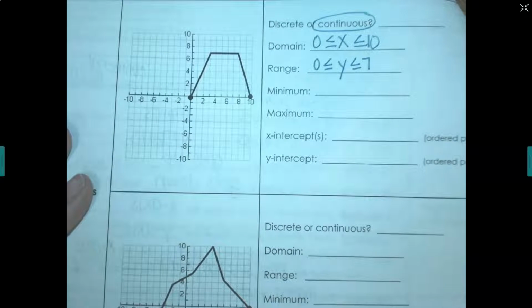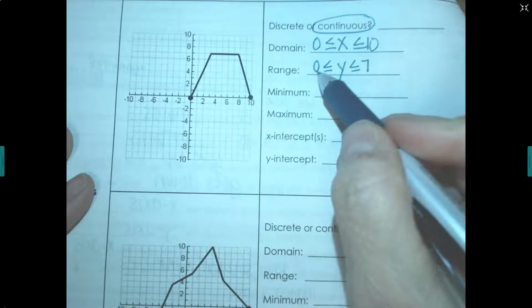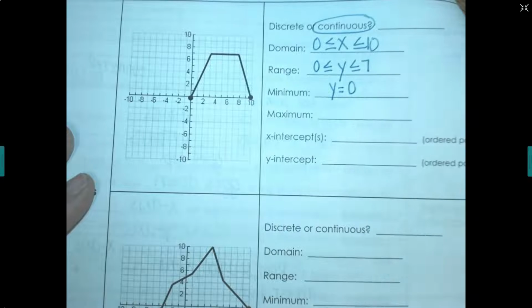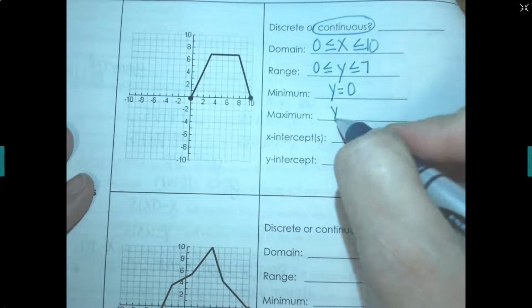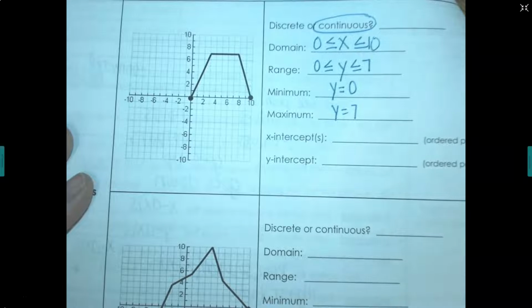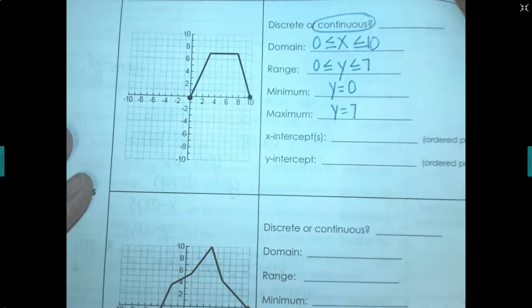The minimum, what's the lowest y value? Well, the lowest y value is 0. We just said that in our range. So the lowest y value is 0, and our highest y value is 7 because we said all the points are between 0 and 7. So range is directly related to your minimum and maximum.